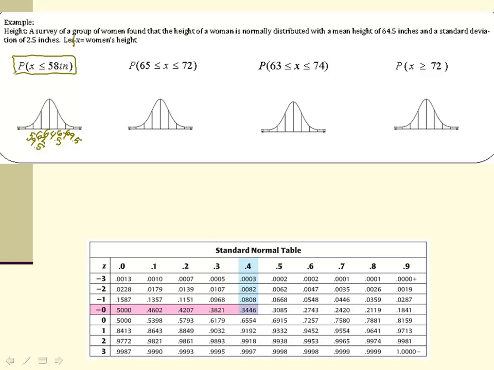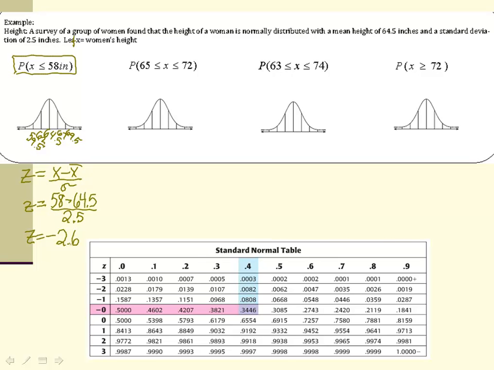58 isn't one of these exact values, so we need to find the z-score. So our formula is z equals our value minus the mean, divided by our standard deviation. So for our z-score, our value is 58 minus the mean for this problem, 64.5, and divide that by our standard deviation, which is 2.5. So z equals, if you simplify that, negative 2.6. So here's our z-score.